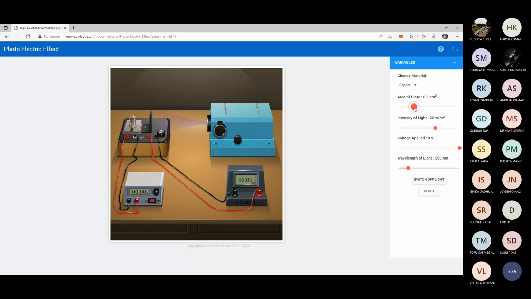Okay, sir. Next, for another material, you change your material and repeat the same things. Then you have to plot the graph, and you calculate the stopping potential and Planck constant. You have to consider at least 3 to 4 materials.